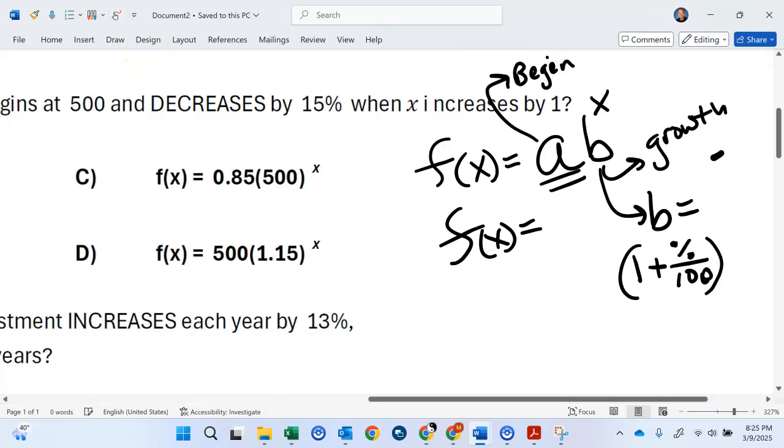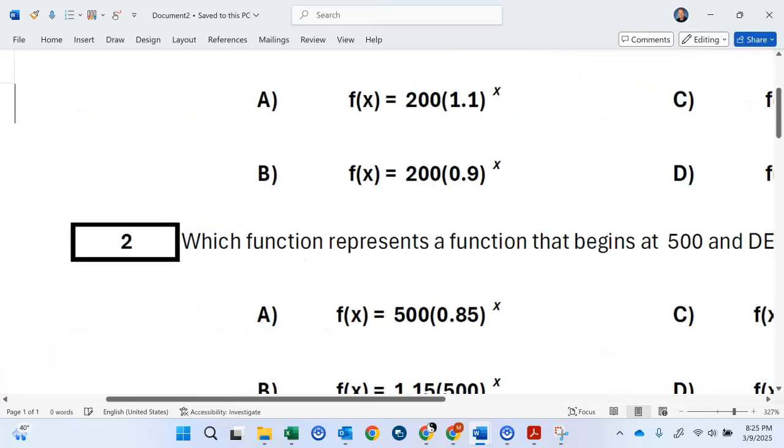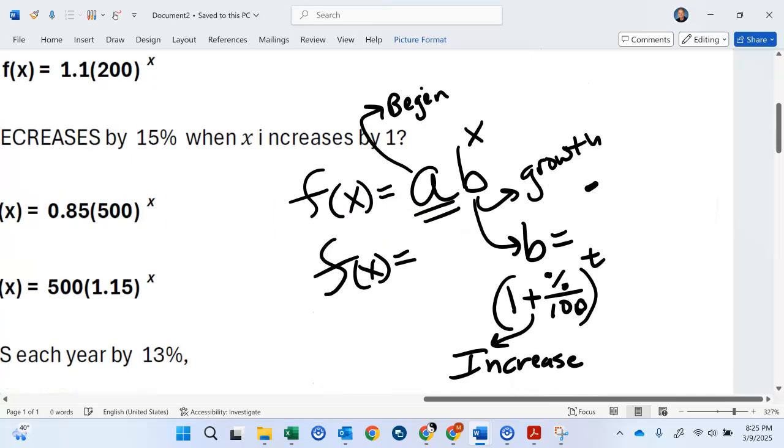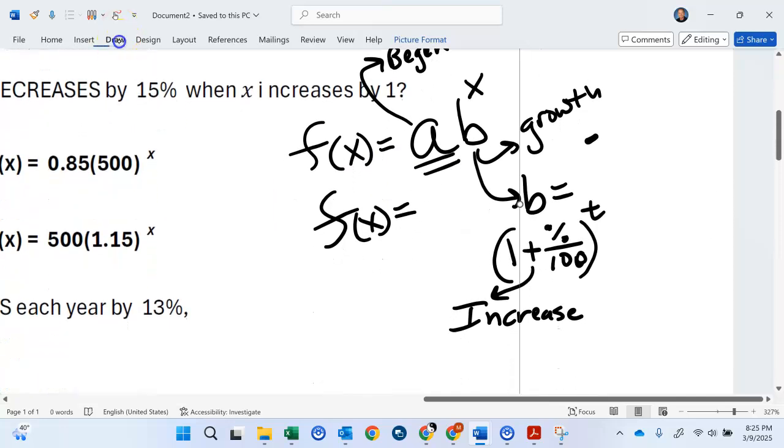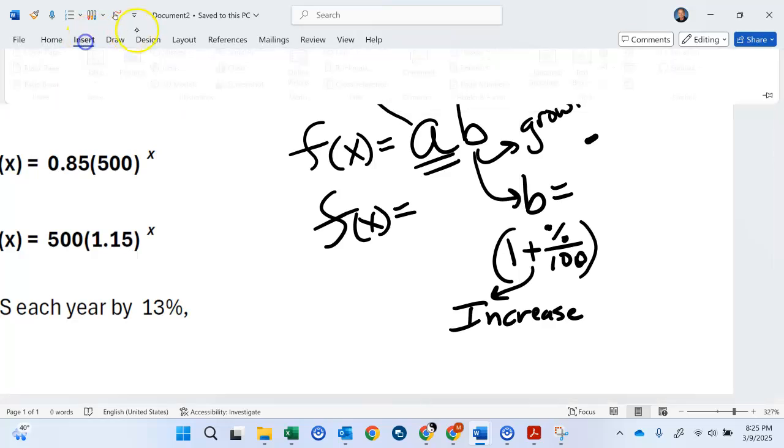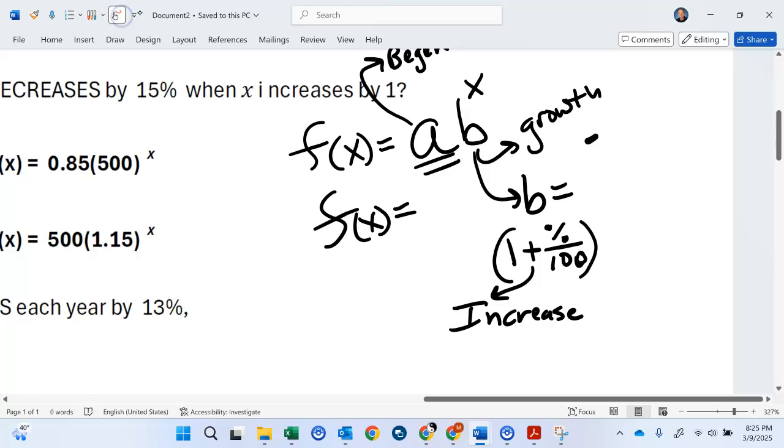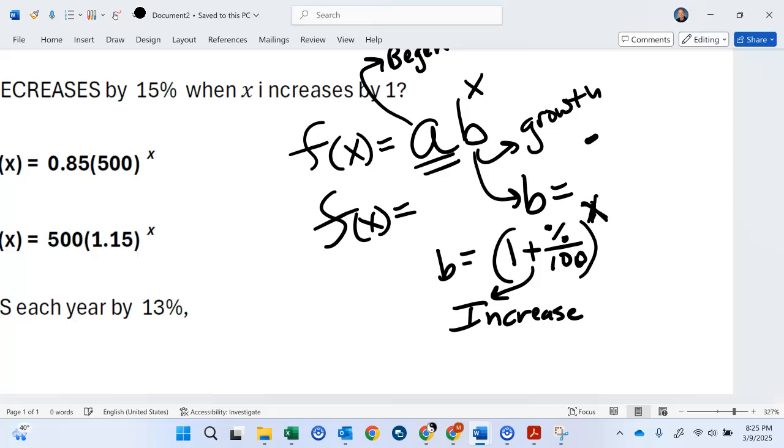That's if it's an increase, and that's to the power of t or x. If we're doing x, then this actually should be x. Sorry, let me use my eraser here. It's for the time in years, so this is x. So that's that, but this is what b is equal to.